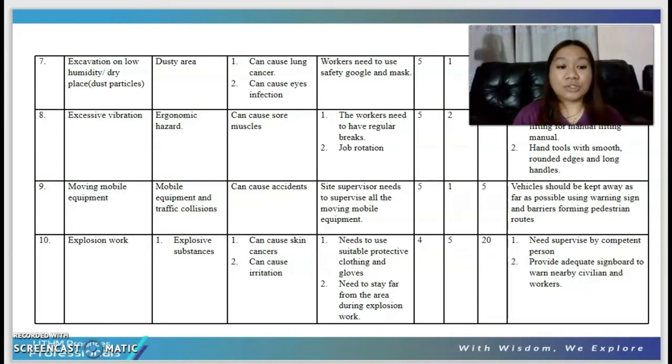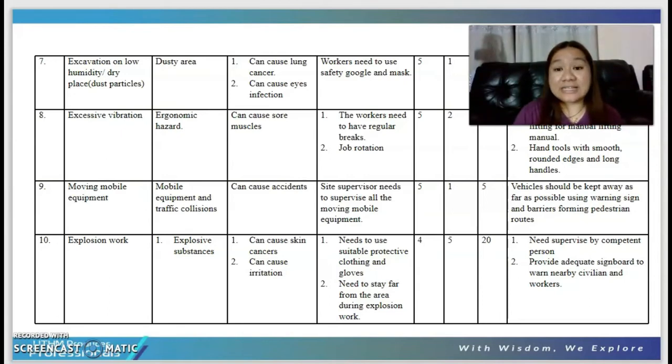Explosion work shows the highest rating for the whole work activities, where the rating is 20. The hazard for this activity is explosive substances, where it can cause skin cancer and can cause irritation.